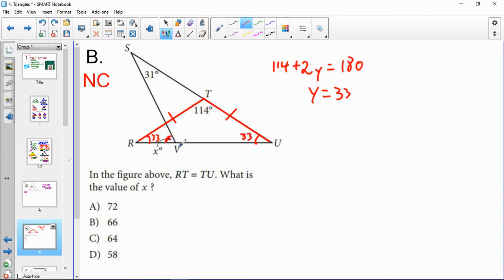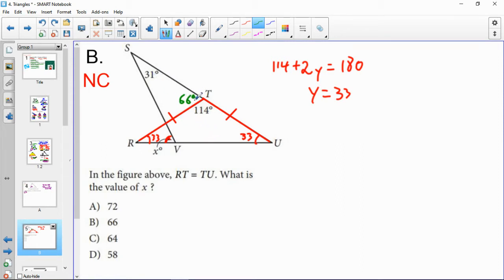And now for this small triangle down here, if I can figure out the angle on top, I can use the interior angle sum to get angle RVS right here. So I'm going to have to find some other ways to get that second angle. So what I may notice is that STR makes a linear pair with RTU. So if this is 114, this one's got to be 66 degrees right over here.